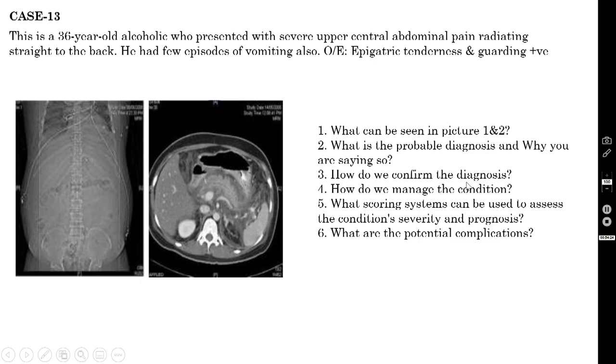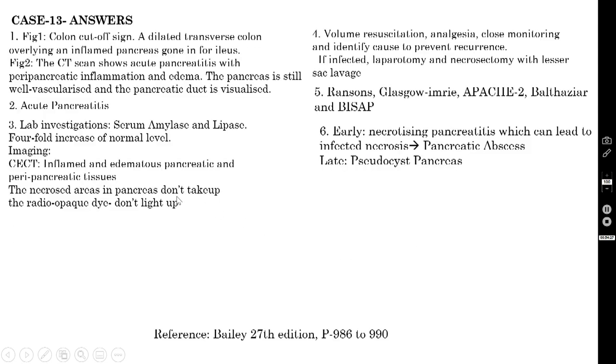How do we confirm the diagnosis? Lab investigation, serum amylase and serum lipase can be done. Fourfold increase of the normal level. The diagnosis, of course, of acute pancreatitis. Imaging, CECT can be done. Inflamed and edematous pancreas you can see, and peripancreatic tissue also inflamed. The necrosed areas in the pancreas don't usually take up the radiopaque dye. That's called not getting lit up. It will be having hypoechoic areas.